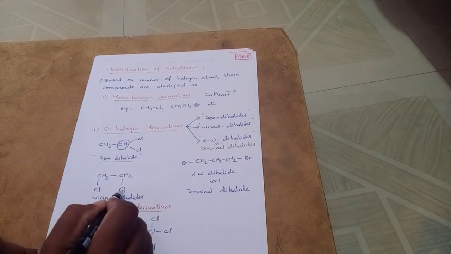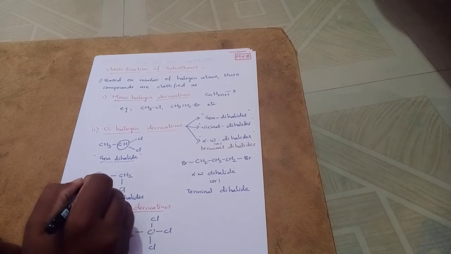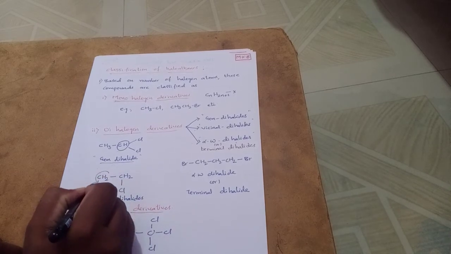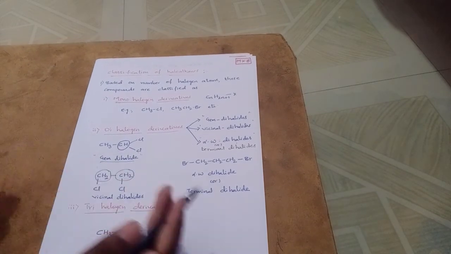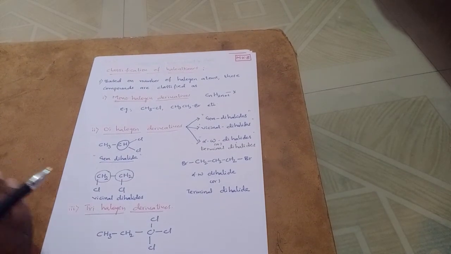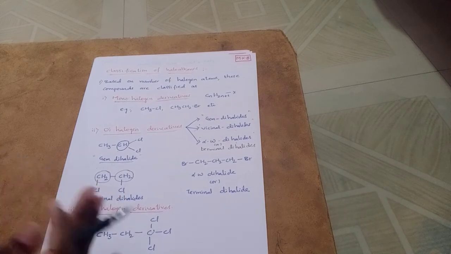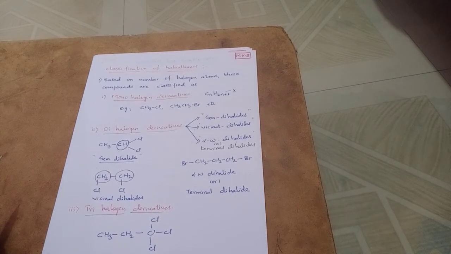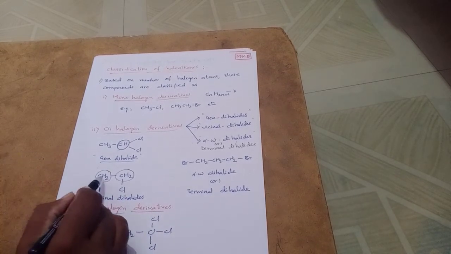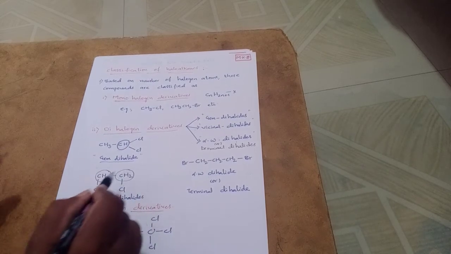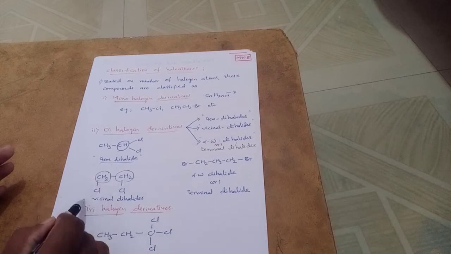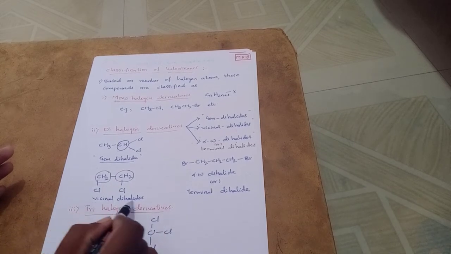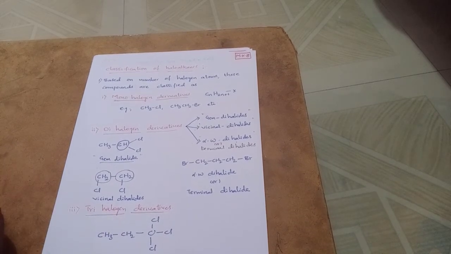If the halogen atoms are present on adjacent carbon atoms, see here, adjacent carbon atoms. Adjacent means side by side. The carbon atoms which lie side by side to each other. Such carbon atoms are called adjacent carbon atoms. If the halogens are present on adjacent carbon atoms, then they are called vicinal dihalides.